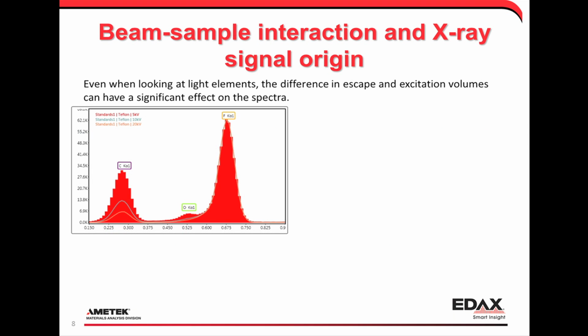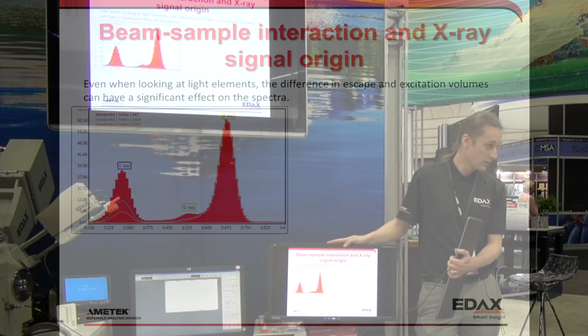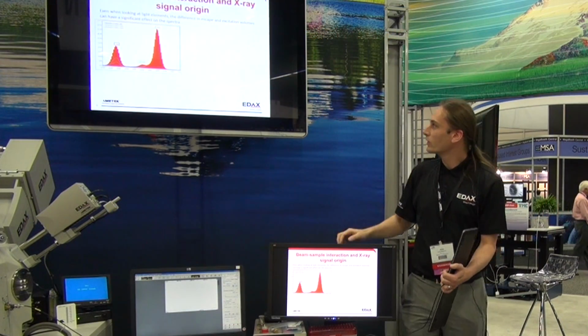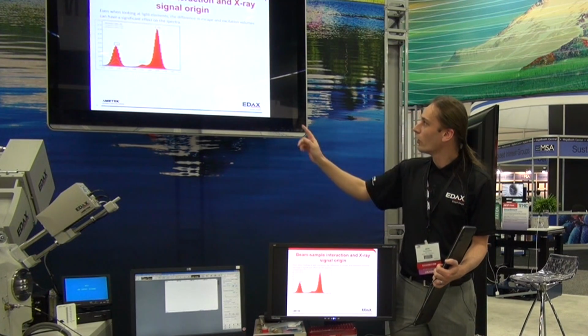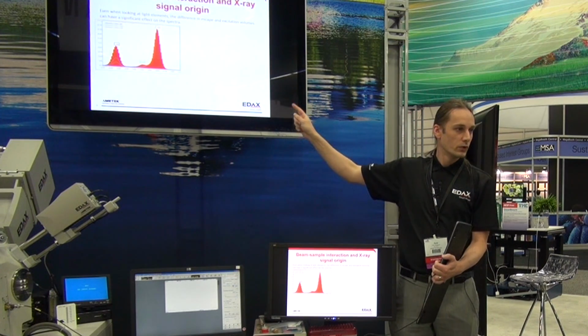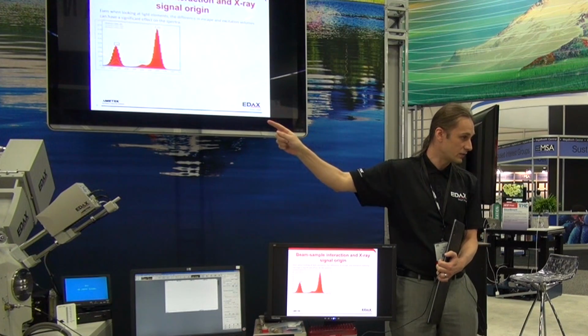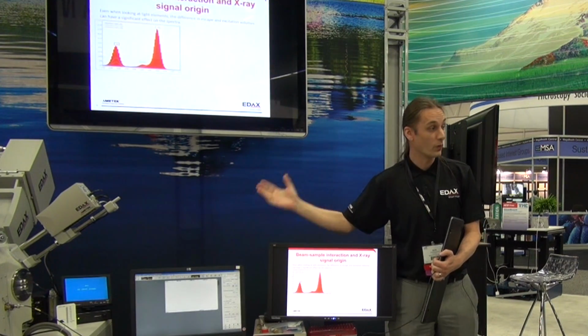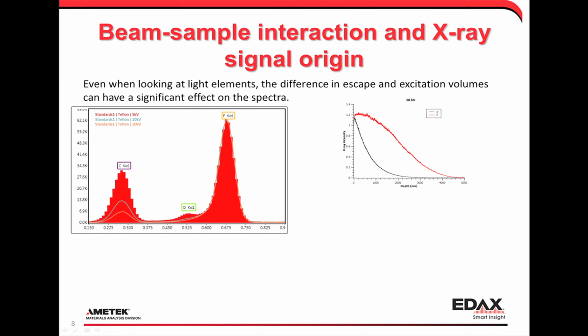If we look at real spectra, this is a Teflon sample. So these are all light elements, same matrix, and I acquired them at 5 kV, 10 kV, and 20 kV. They're rescaled to the fluorine peak. And we can see as we go up in energy, we lose relative intensity on the carbon peak, because in this case, fluorine is the heavier one relative to carbon.